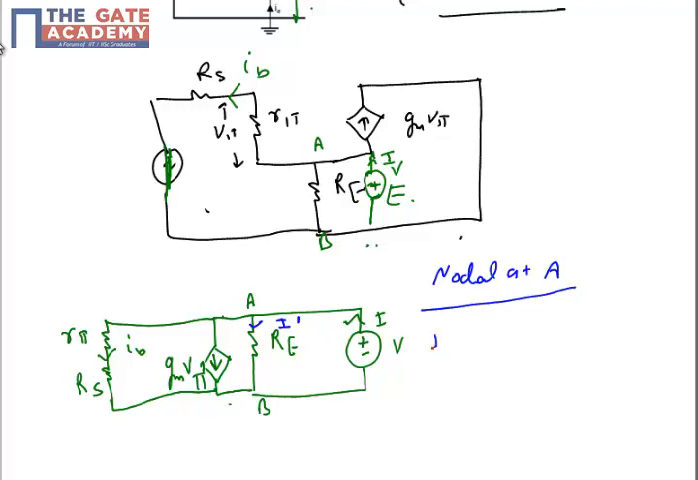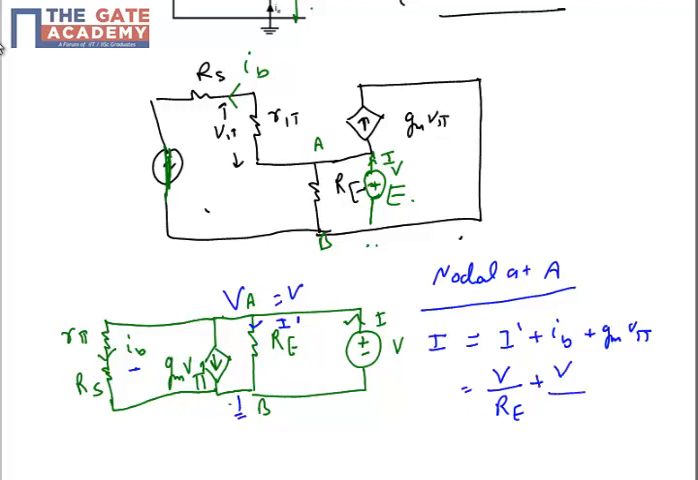Your incoming current is I = I' + IB + GM Vpi, right? Now we see that I' is nothing but your voltage V connected between A and B. B is grounded, so VA is basically your V, so I' is V by RE. IB is the current across R pi and RS, which is again V by RS plus R pi, right?